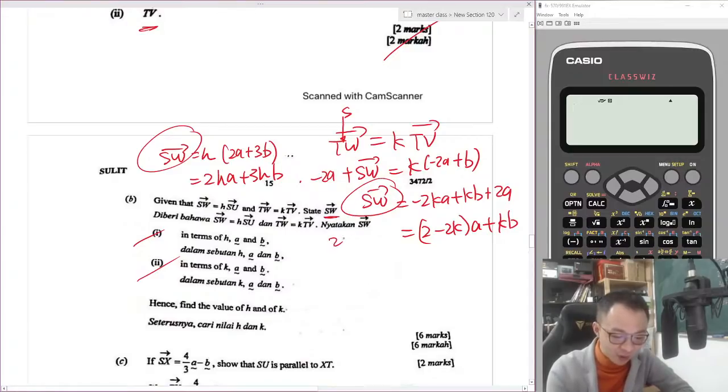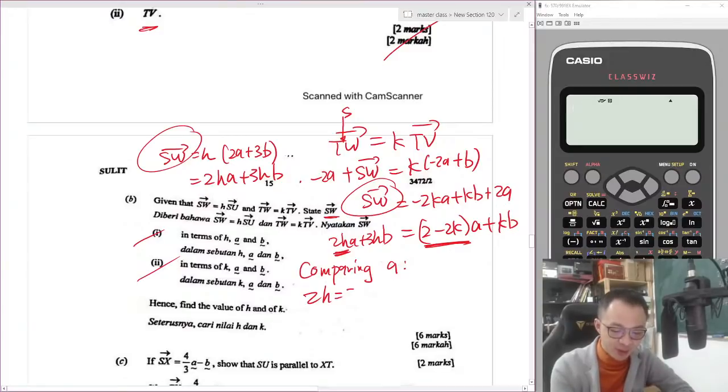So therefore, 2HA plus 3HB is like this. And then we're comparing A for both sides. So I'm comparing their A value: 2H equals to 2 minus 2K. And then I'm comparing their B value, which is 3H equals to K.